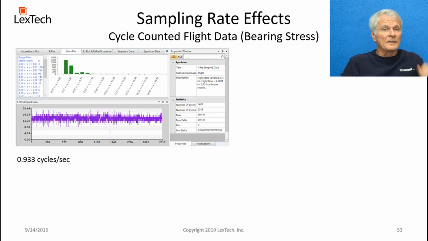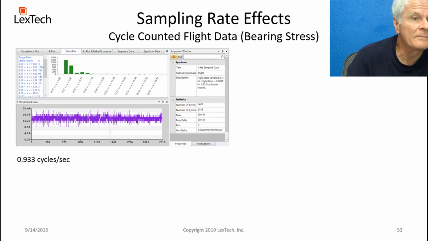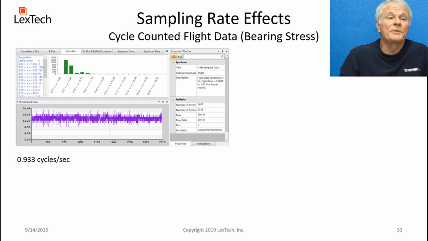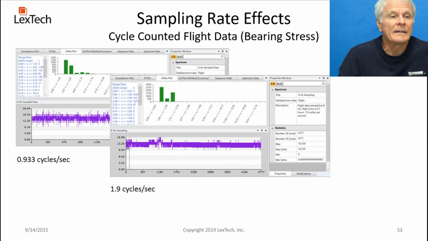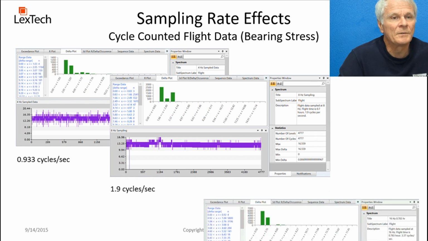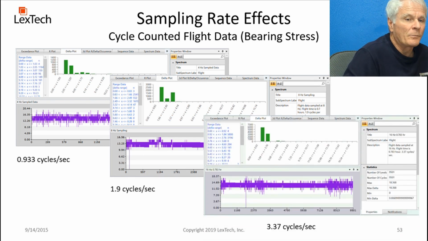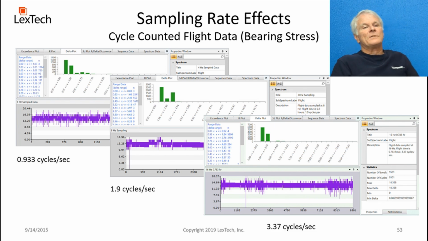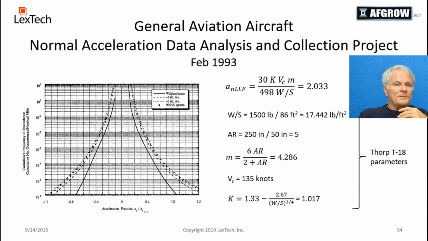So here is cycle counted flight data, bearing stress. This was 4 Hertz, where I was showing about 0.933 cycles per second. Then at 8 Hertz we got 1.9 cycles per second, and going up to 16 Hertz we ended up with 3.37. So it looked like we were definitely missing cycles at the lower sampling rates. Repeating this again at 16 Hertz made a lot of sense.